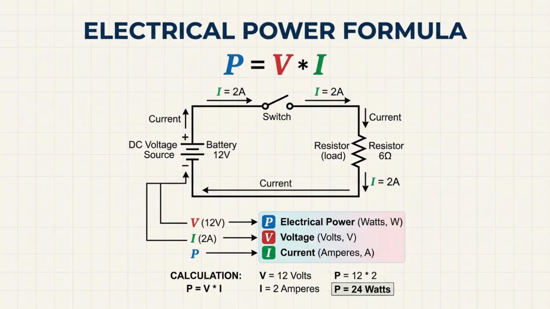Electrical power describes the rate at which electrical energy is transferred, converted, or consumed. While energy tells us how much work can be done, power tells us how fast that work is being done. In electrical systems, power is measured in watts, abbreviated as W. 1 watt means 1 joule of energy is transferred every second.